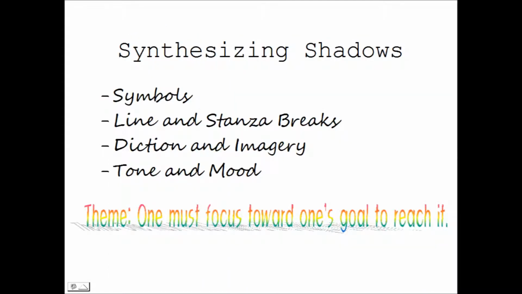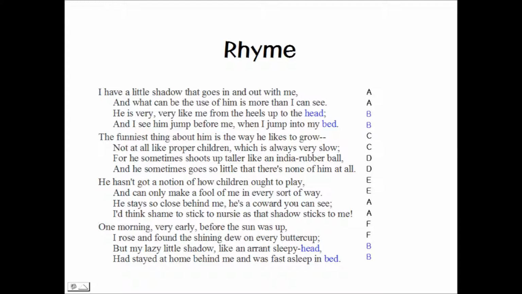These poems are similar in that they include the principal motif of shadow. The symbolism of shadow differs for each poem, but both have similar mechanisms in conveying their theme. These poems convey the unifying theme that one must focus on one's goal to reach it. So let's start off with My Shadow by Robert Louis Stevenson.